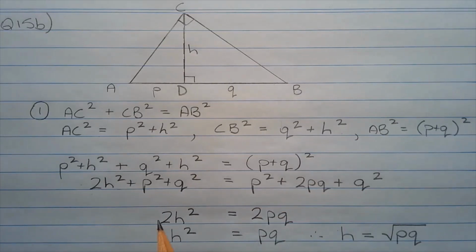Now we'll have some cancellation, so this p squared will cancel with this p squared here, and this q squared will cancel with this q squared here. So we end up with 2h squared is equal to 2pq. Dividing both sides by 2, we have h squared is equal to pq, and therefore h is equal to the square root of pq, as required.